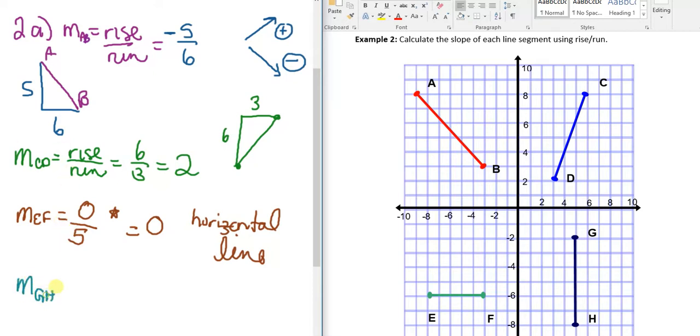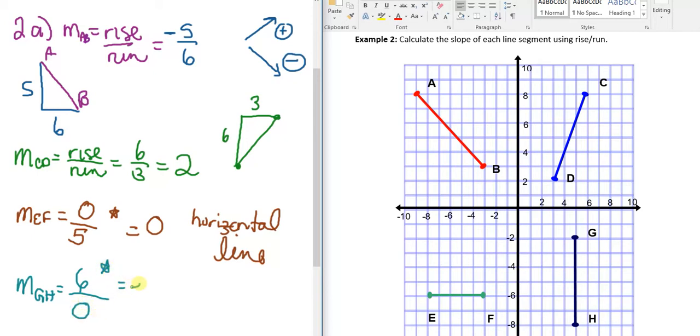All right, and now let's do GH. Okay. So we can't really start at the left-hand side because it doesn't go from left to right, it only goes up and down. So let's just start from the bottom. Let's calculate the rise. 1, 2, 3, 4, 5, 6. So the rise is 6. And the run, well, we already said that it doesn't go over to the right or over to the left. So the run is 0.